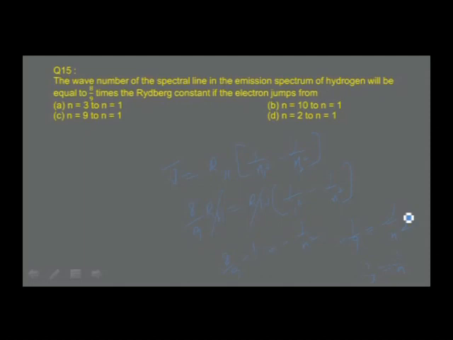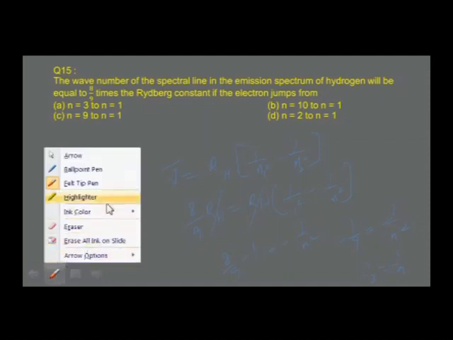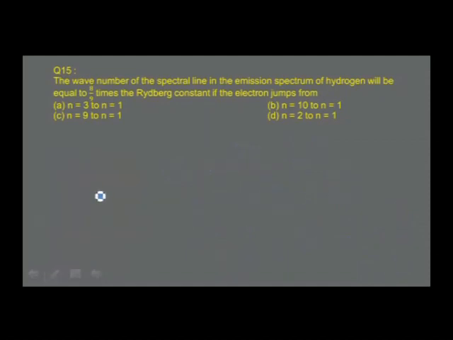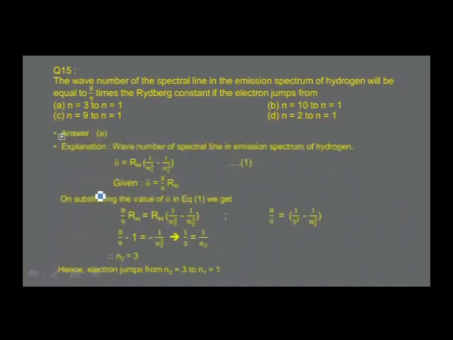n = 3. Therefore, the electron transition takes place from n = 3 to n = 1, and you will find this answer in option A. See the calculation I have made. Nu bar = RH, and all the calculations, all the points are given. Use this formula, nu bar is given, substitute the values, simplify, and you get this answer. The transition is taking place from n2 = 3 to n1 = 1. That is the correct answer.